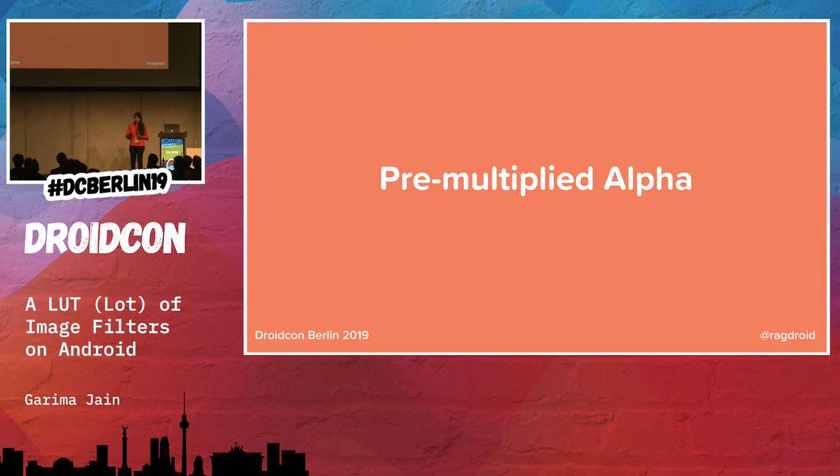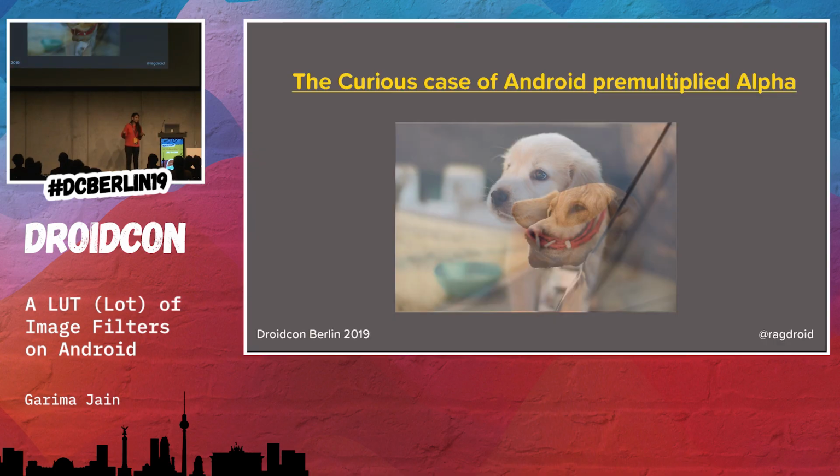Because I work in a cross-platform team, somebody pointed out that this could be happening because they also went through the same kind of issues. There is something called pre-multiplied alpha. When we have two transparent images, one over the other, what Android does is a sort of blending. There is a blog called Curious Case of Android Pre-Multiplied Alpha, which explains this pretty well.